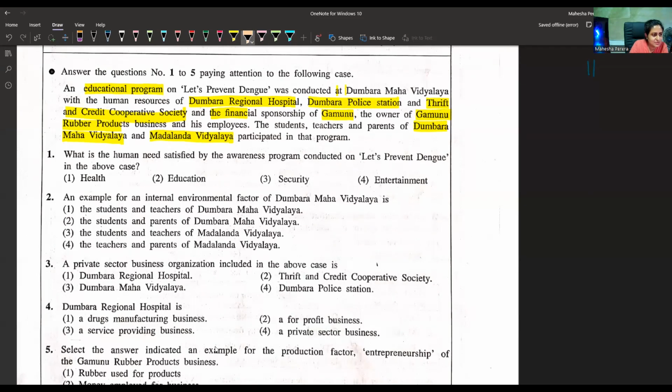The question asks you to find the human need satisfied by the awareness program conducted on Let's Prevent Dengue. Okay, this is a good question. Good children, send me your answers, darling.